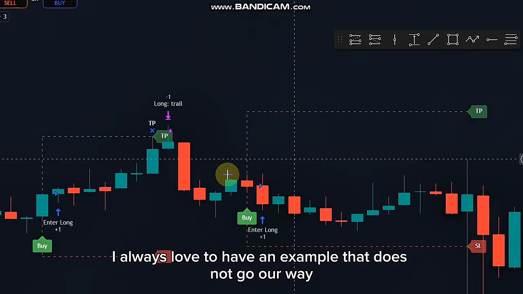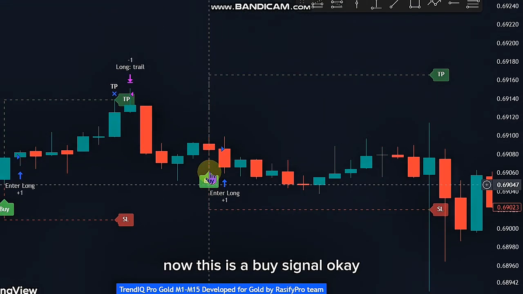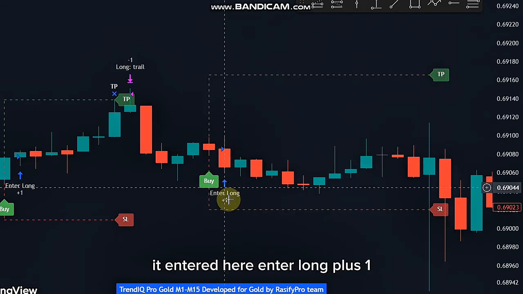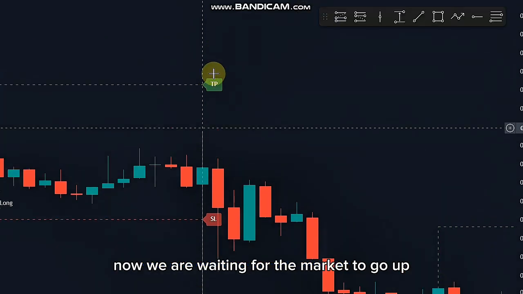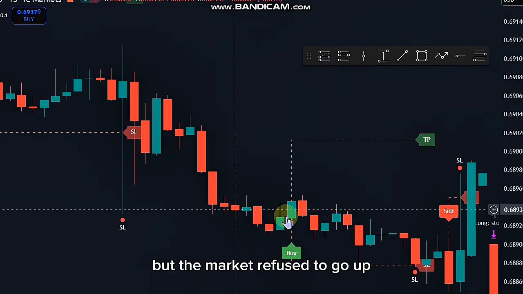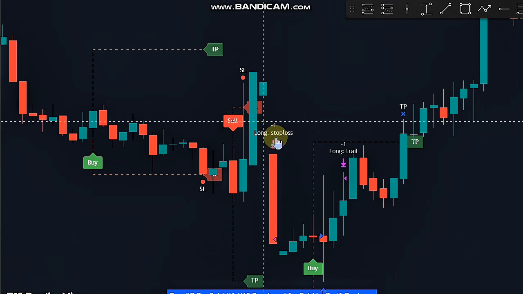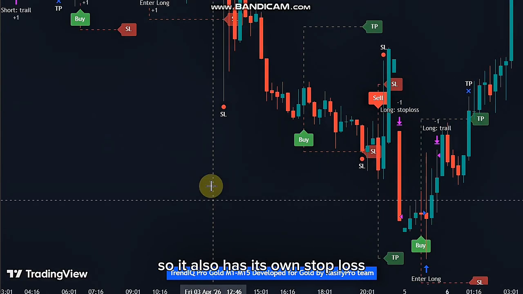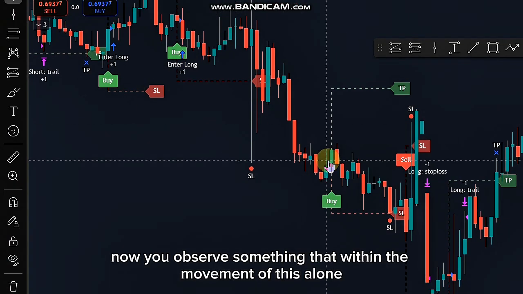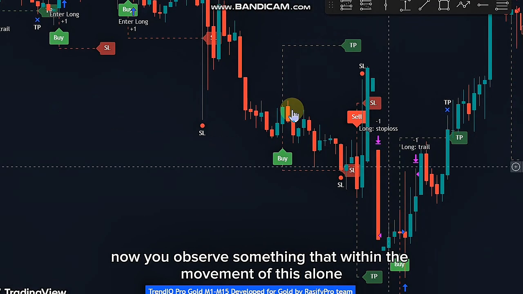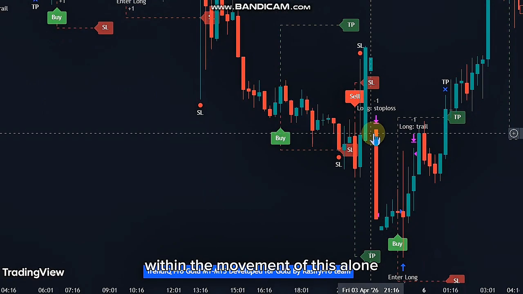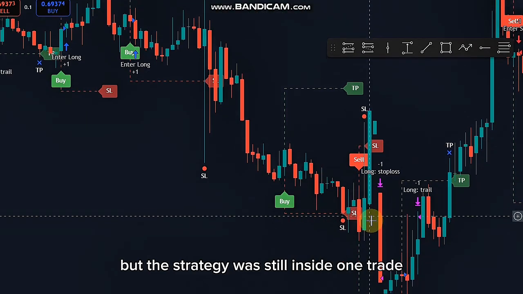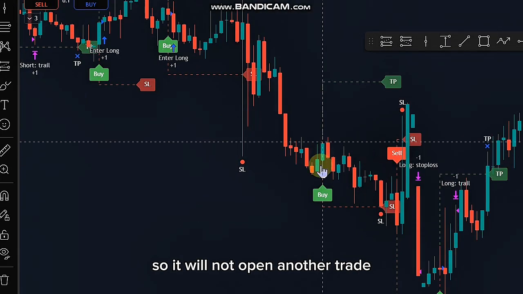Now let's look at this one. I always love to have an example that does not go away. Now this is a buy signal. It entered here, enter long +1. Now we are waiting for the market to go up, but the market refused to go up, and at the end of the day, long stop loss here. Yes, so it also has its own stop loss. Now you observe something: within the movement of this alone, the indicator has given another signal, but the strategy is still inside one trade, so it will not open another trade.